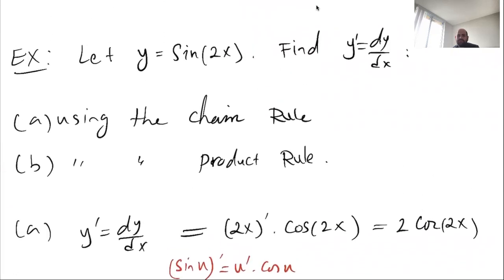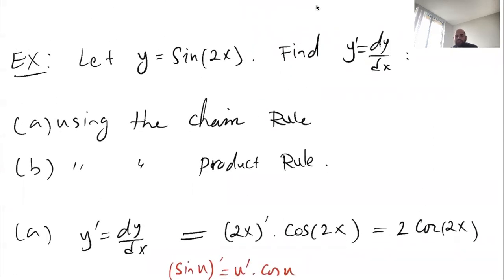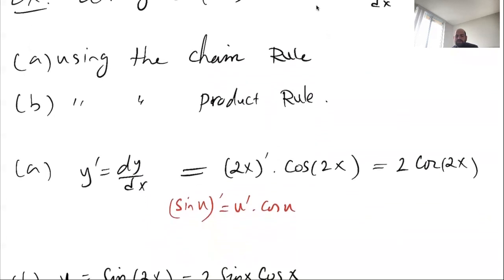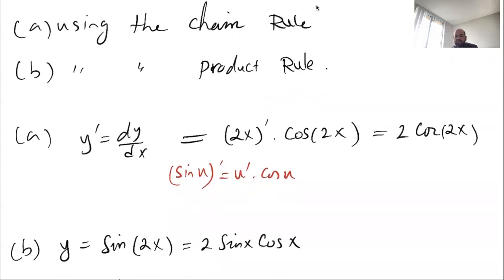So part A, we were asked to find y prime using the chain rule. Part B, using the product rule. Now for the chain rule, we said that the derivative of sine u is u prime times cos u, and u is 2x. So the derivative of 2x times cos 2x, which is 2 cos 2x. Part B, we said, in order to apply the product rule, first we need to write y as a product of two functions. Which two functions?